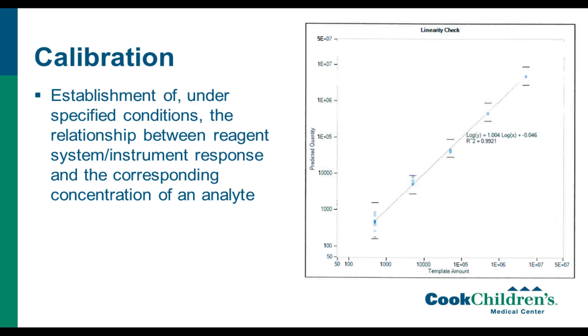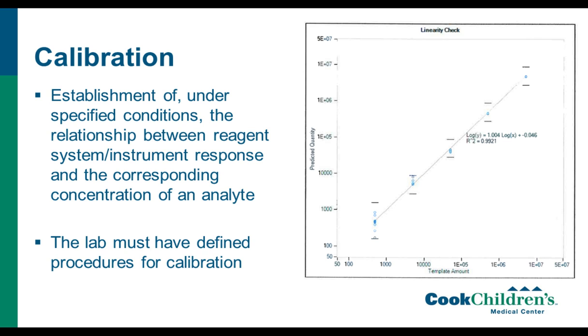So there should be an image here. I'm not sure if it's showing up. But this calibration is establishment, under certain conditions, of the relationship between the instrument response and the corresponding concentration of an analyte. So if your analyte is 500, is that what is being reported by the instrument? And the lab must have defined procedures for calibration. And so, there's our curve.